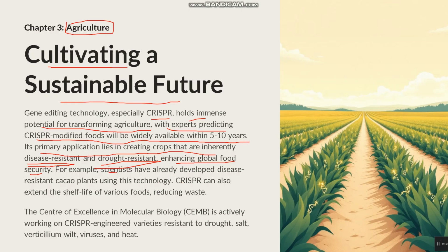For example, scientists produced cacao, the chocolate plant, using this technology. They also extend the shelf life of various foods, reducing waste. In Pakistan, the Center of Excellence in Molecular Biology is actively working on CRISPR-engineered varieties resistant to drought, salt, verticillium wilt, viruses, and heat.